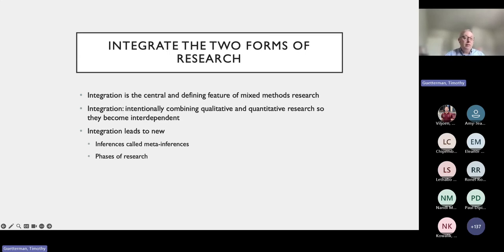It can lead to new inferences, which we call meta inferences. These are new insights or claims we can make by bringing the two forms of results together, or it can lead to new phases of research. So in the study that I started with, my example, we began with a quantitative study, and then we used that to systematically plan a qualitative follow-up. We used it to inform what sites we were going to, and what questions we were asking in the focus groups and interview guides.